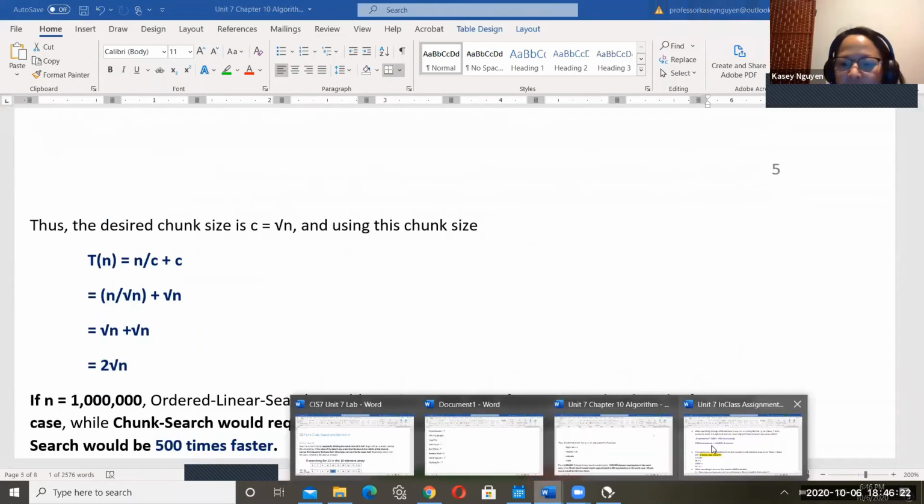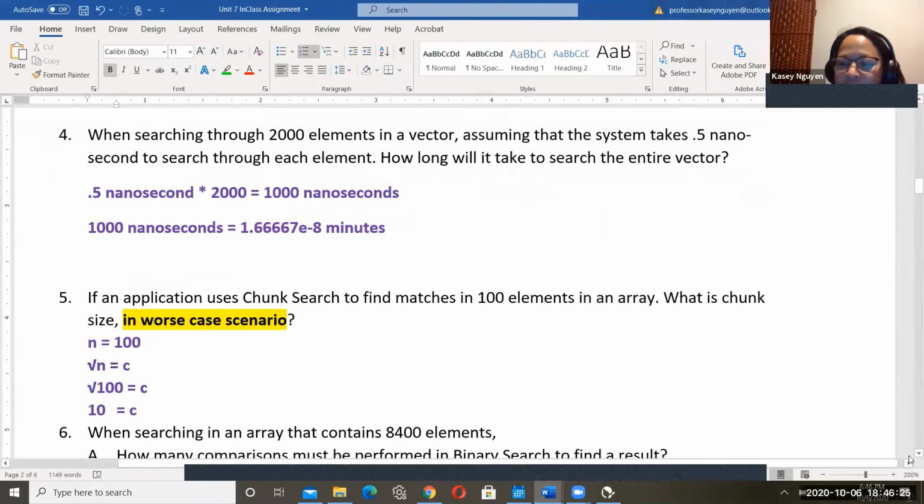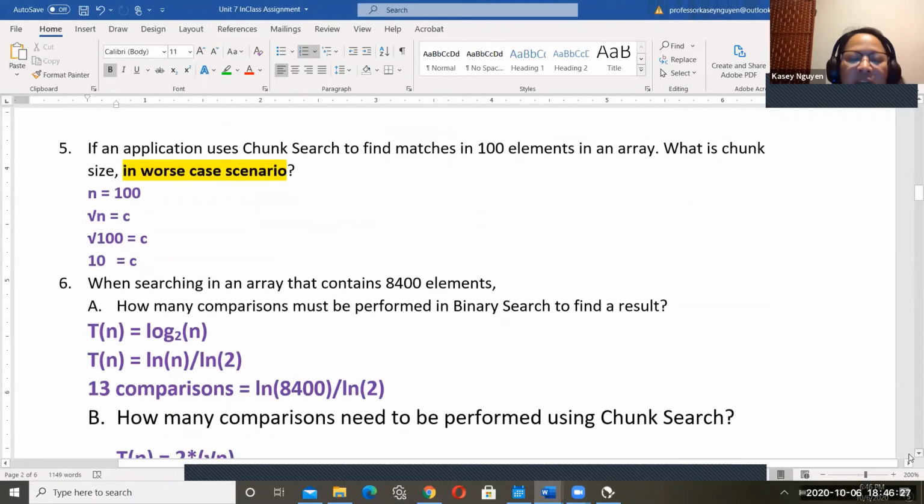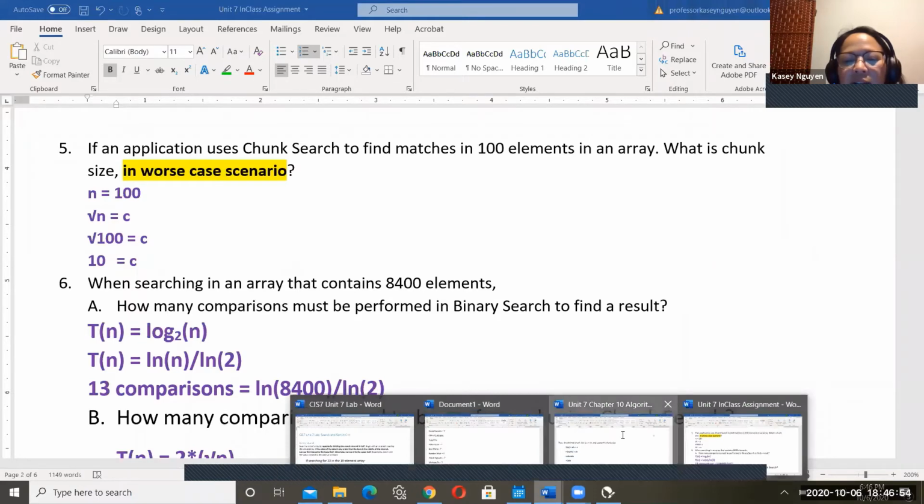The next question asks: when searching an array of 8,400 elements, and I use perfect numbers so that it's easy for you to calculate, but in the real world it's not always like that, right? When searching through an array that contains 8,400 elements, how many comparisons must be performed for a binary search result? Before we calculate this, let's talk about binary search.